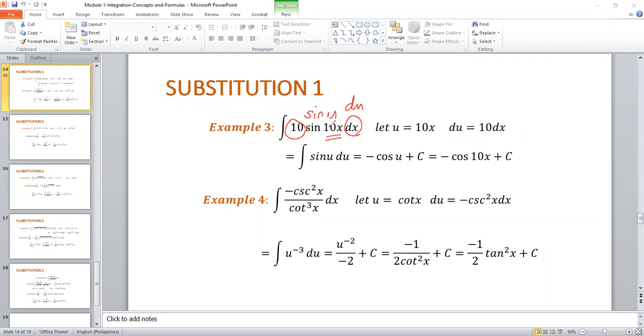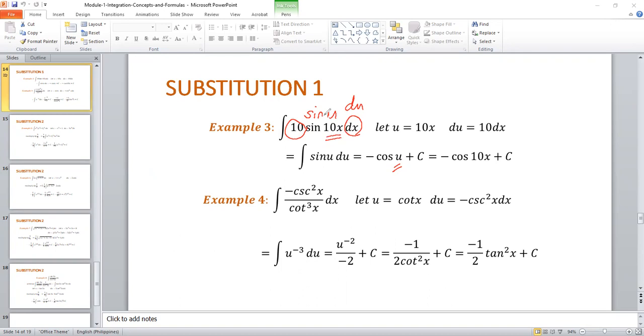Now we have a formula for this. The integral of sine u du is negative cosine u. Let's see. So what is the u? You go back to this 10x. So negative cosine of 10x plus c. So you used here substitution because that theta is not just x but rather 10x.